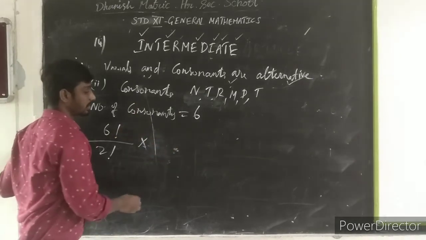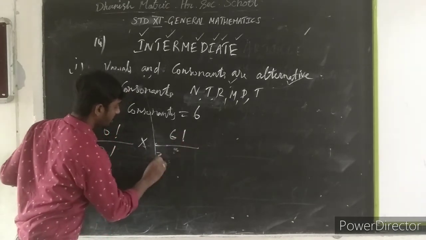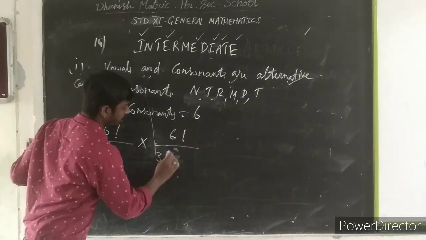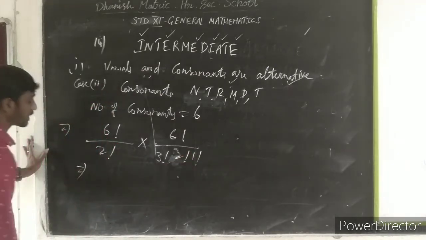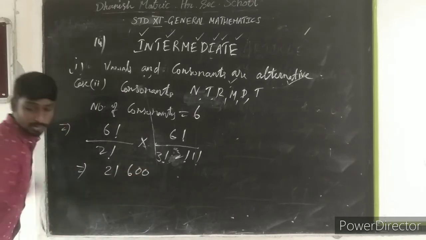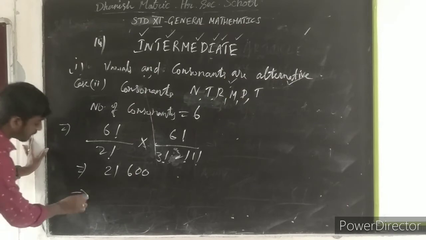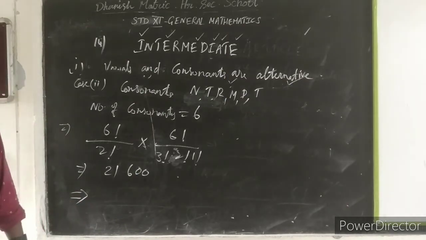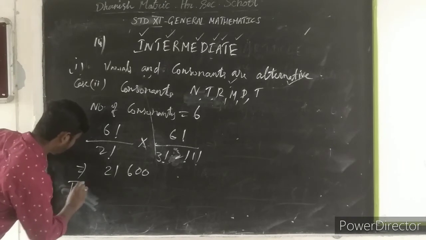The same procedure you are going to follow here: multiplying by the vowels, that is 6 factorial divided by 3 factorial, 2 factorial and 1 factorial. You are getting the same answer, so that is 21,600 here. So now we are going to find out the total number of ways.